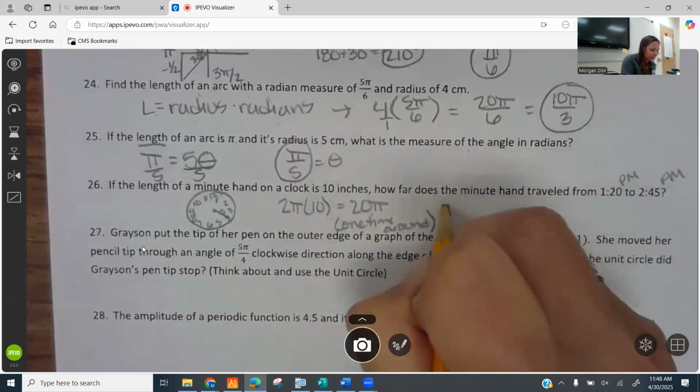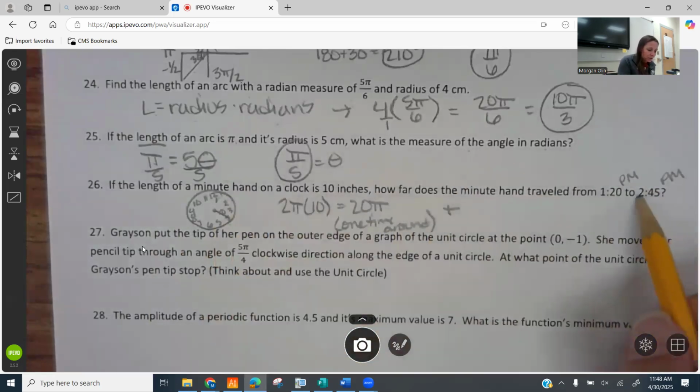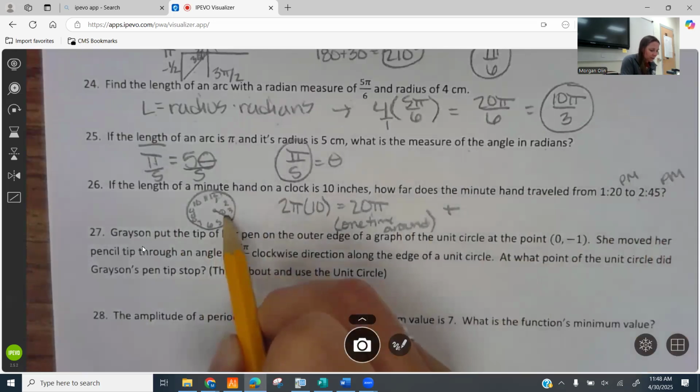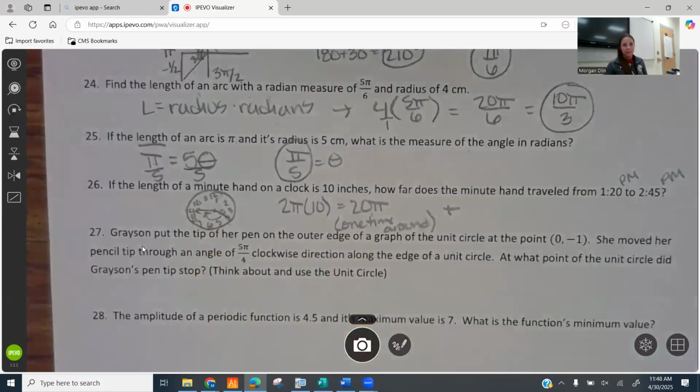All right. Plus, okay. And then I go around and I'm ending at 245. So this is at 220. Okay. So this is 225, 230, 235, 240, 245. It lands right here. All right. Well, what of the circle is that?